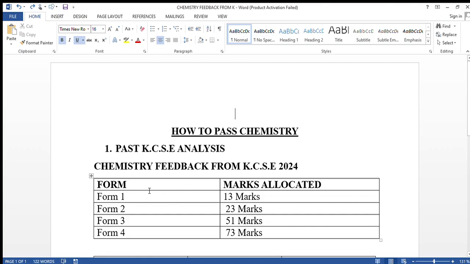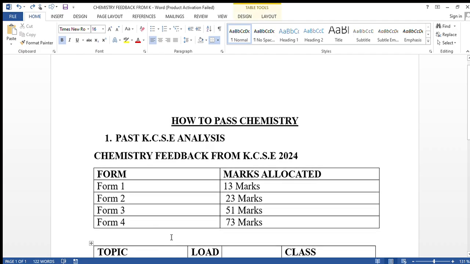Now, from Form One syllabus, 13 marks. From Form Two syllabus, the workload was 23 marks. From Form Three syllabus, had a workload of 51 marks. From Form Four syllabus, had a workload of 73 marks. So it therefore means Form Four work was set most.